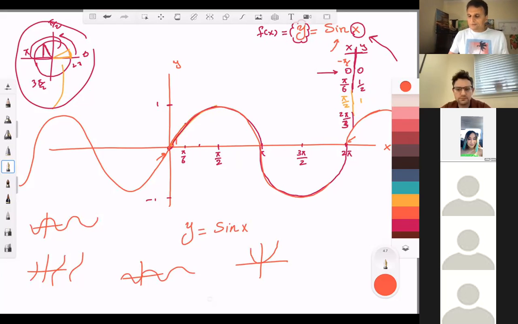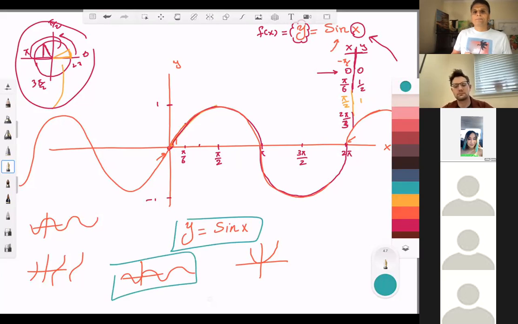But same as that, you should know the graph of a parabola or a circle or a line, and have it in your mind how they look. The graph of sine of x, you should know, is like this one. Good.